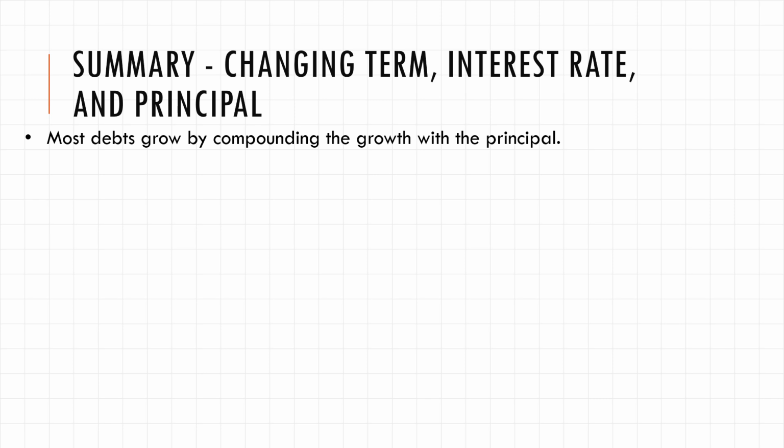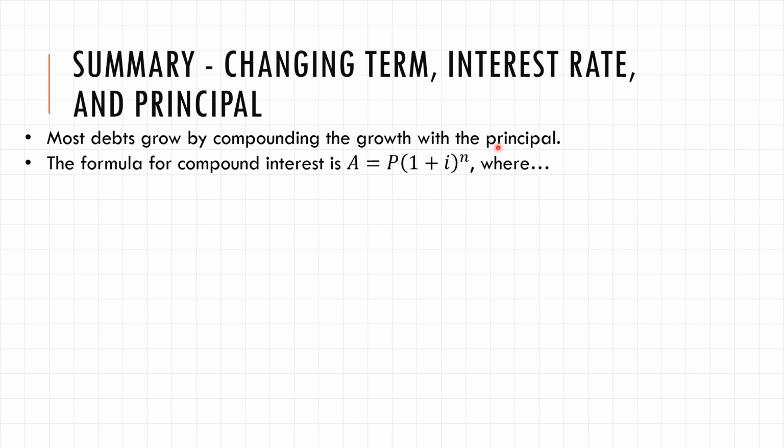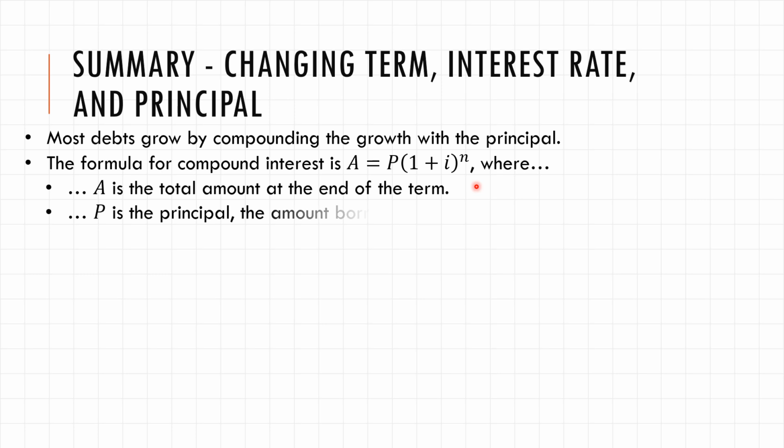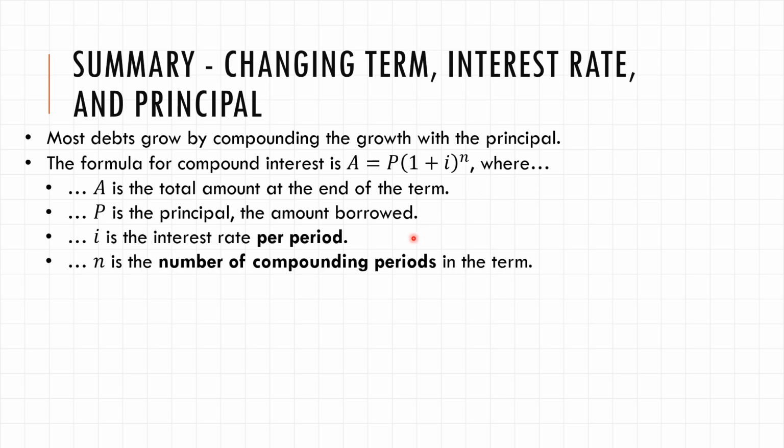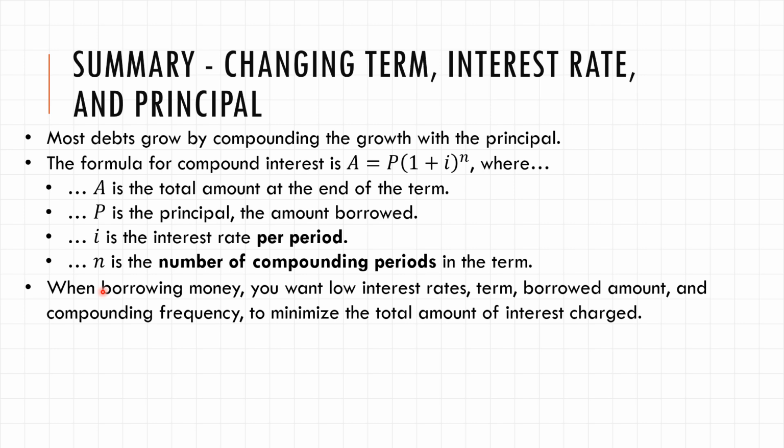So most debts grow by compounding the growth with a principal, and this is the formula for compound interest again, where we know all of the 4 values. But what happens when we change these 3 values, the principal, the interest rate per period, and the number of periods in the term? What happens to the total amount? Well, when borrowing money, what we want is low interest rates, a low term, so a low number of periods, a low borrowed amount, and a low compounding frequency, and that will minimize the total amount of interest. The future value will not be very much higher than the principal.